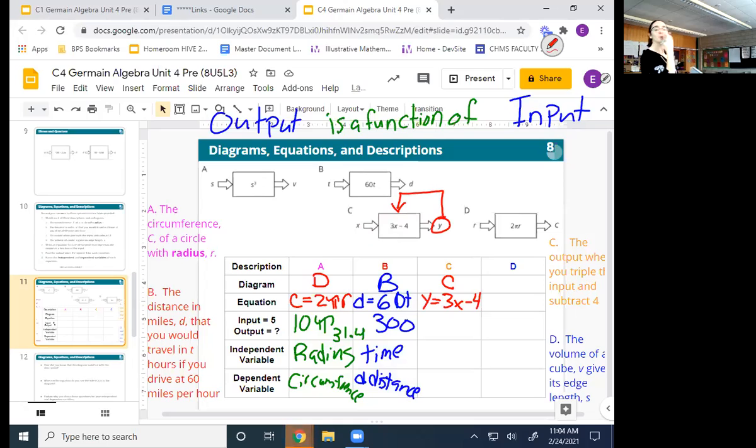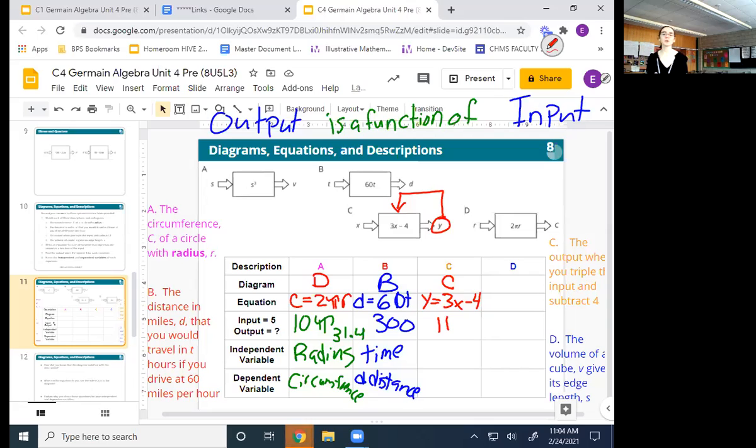What did you get for an output when you had an input of 5? Nice job, Claire. What did we get for an output when we had an input of 5? Let me know in the chat, guys. It's going to be 3 times 5, which is 15, minus 4. Don't forget to minus the 4, Julia. It's going to be 11. 15 minus 4 gets me 11.